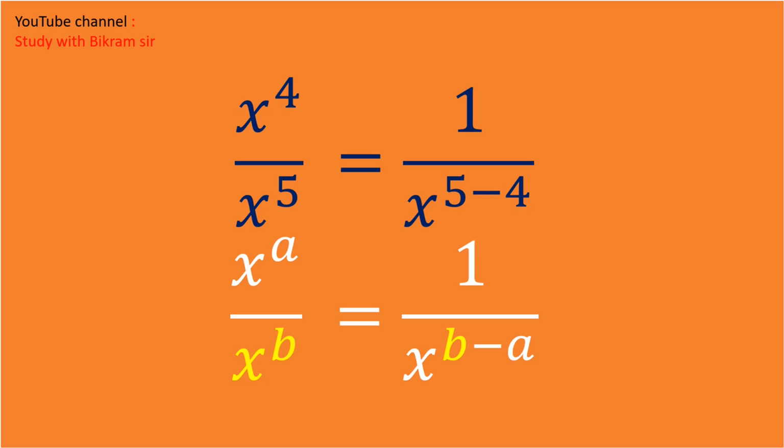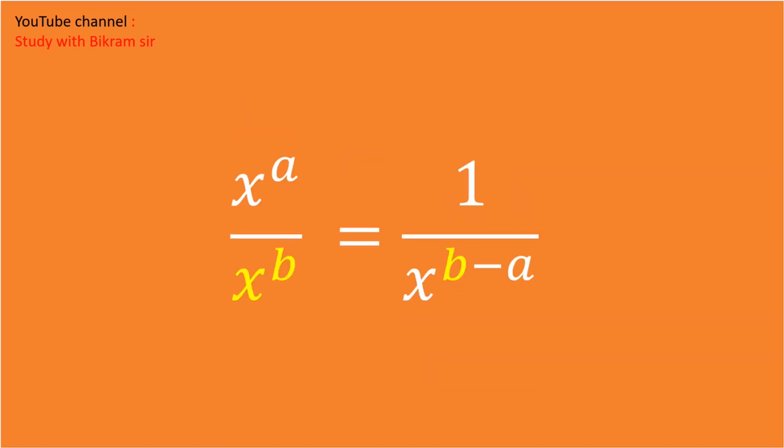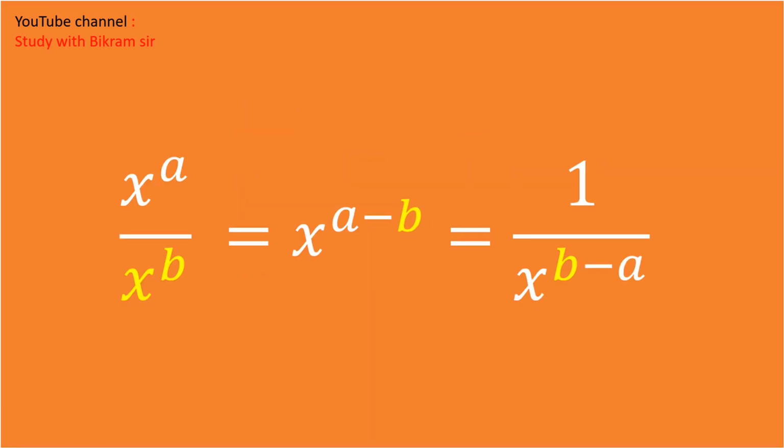Before, there was 1, and 5 minus 4 is equal to 1. We know that. Last time we kept 4 in place of a and 5 in place of b. We can clearly compare these two equations and verify this. We have verified this equation. How was that?